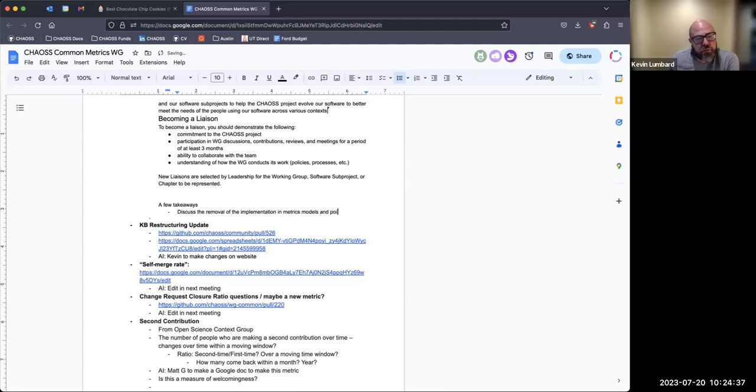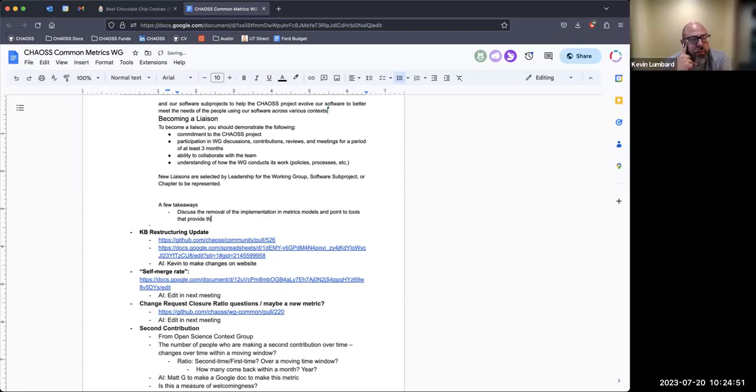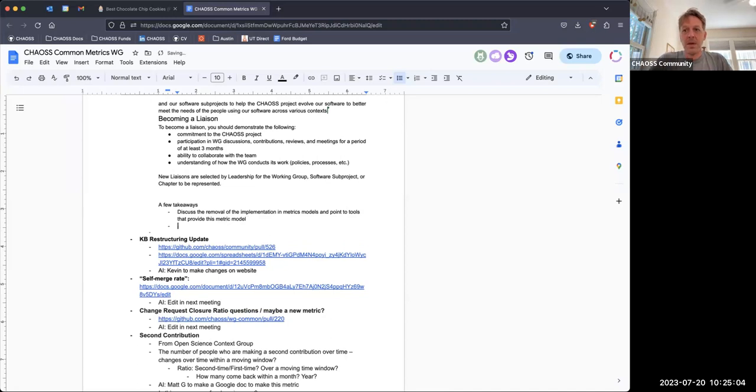If we're removing the implementation, would we have a section in that model that would be basically tools that provide this, where we could still link to? Exactly. I was just going to say, point to tools that provide this metric model. It's similar to what we do for metrics. If Compass has done a deployment, which is where a lot of the implementation stuff had come from, we could open that discussion to other people, maybe even in the community meeting, Elizabeth, and we can obviously talk about it in the metrics model meeting.